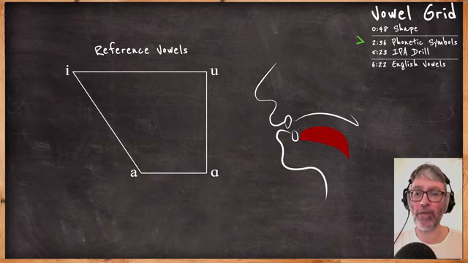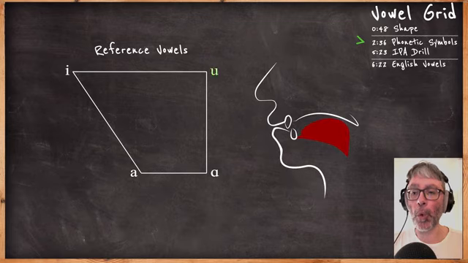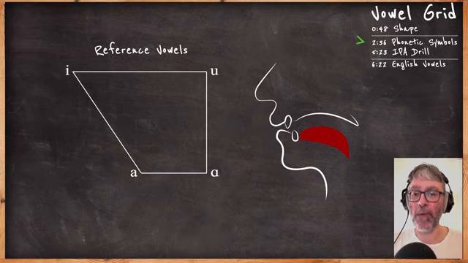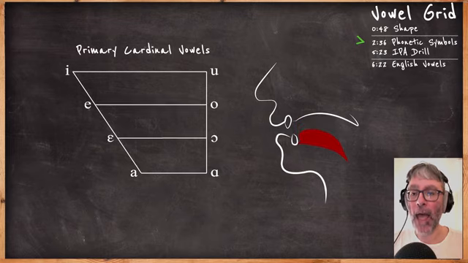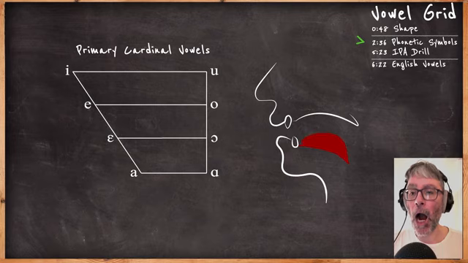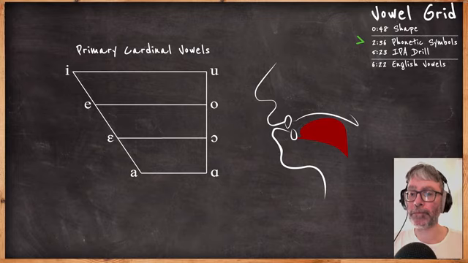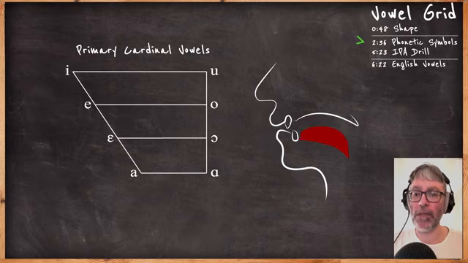So we now have our references. And we can add 2 steps between them. These are known as the primary cardinal vowels, with the last 3 made with rounded lips.